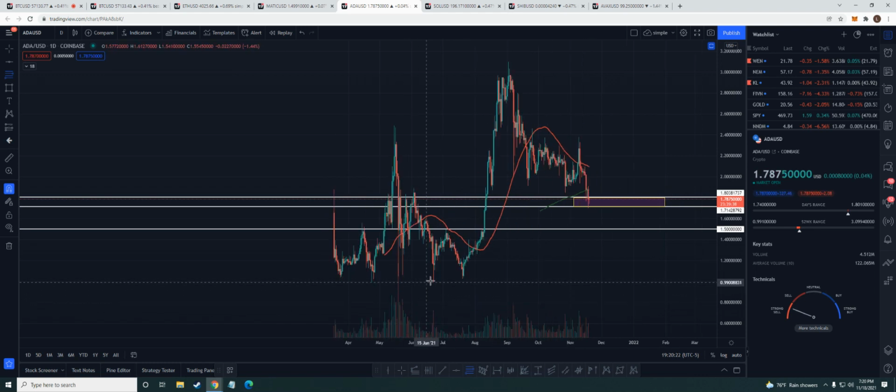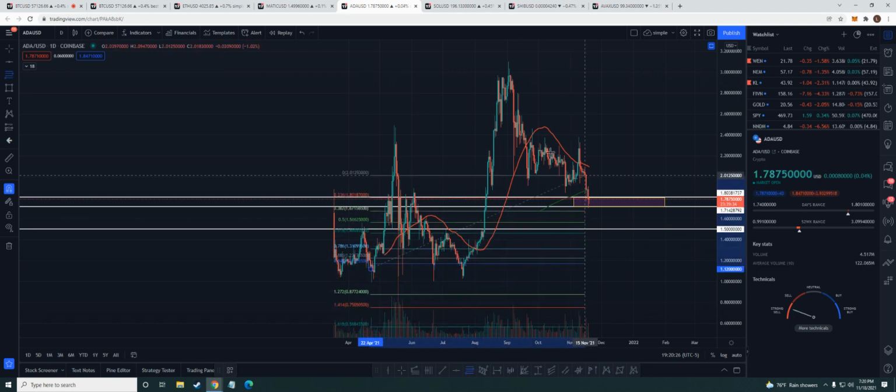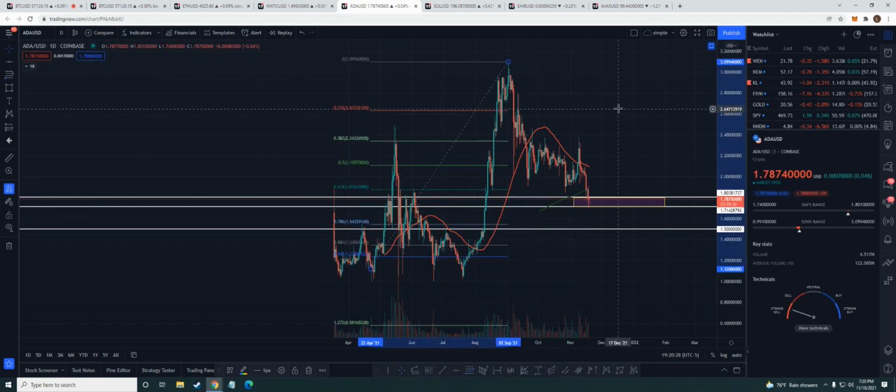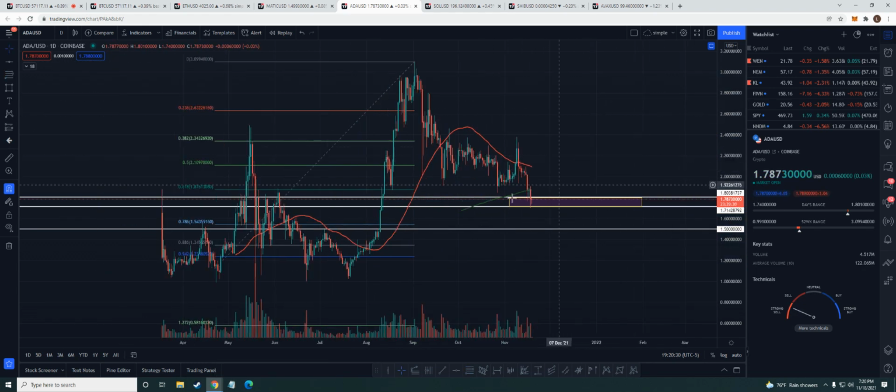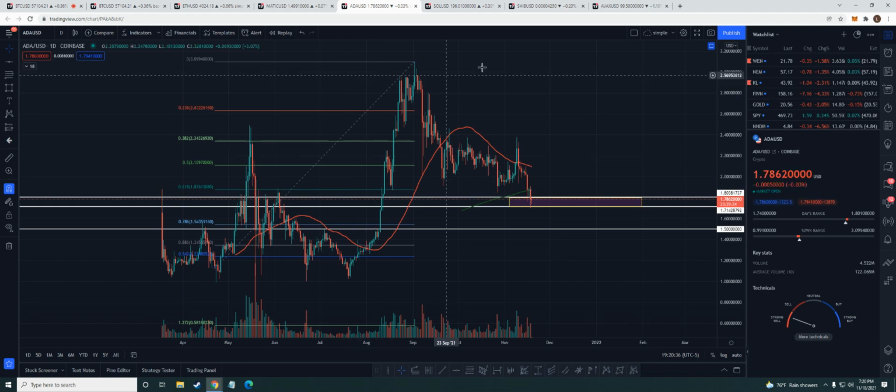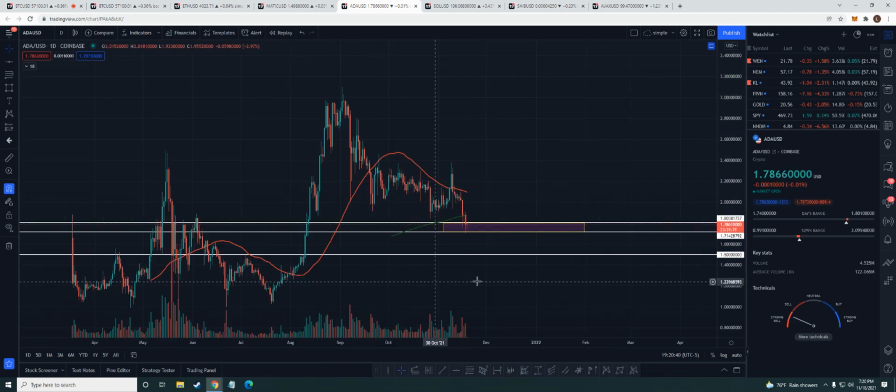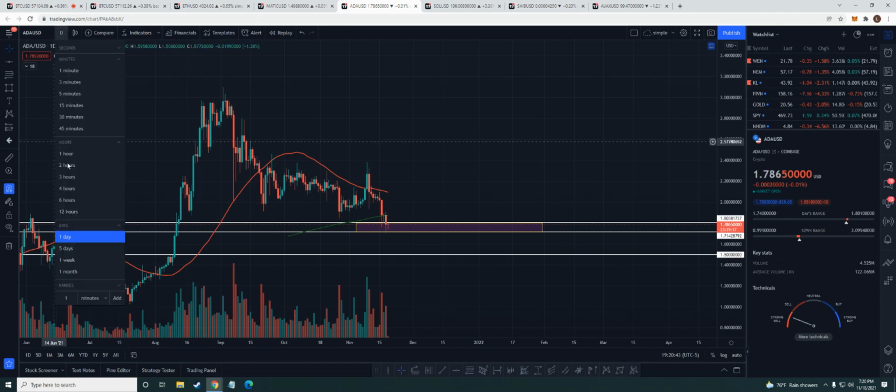Let's see, where's the bottom? Right here. Right here. All right, fib retracement. Now this is on Coinbase, so let's see, 618 is coming in right around $1.87. I don't want to use the fib on this because it's on Coinbase. I should have did it on Binance, but I don't trade on Binance.